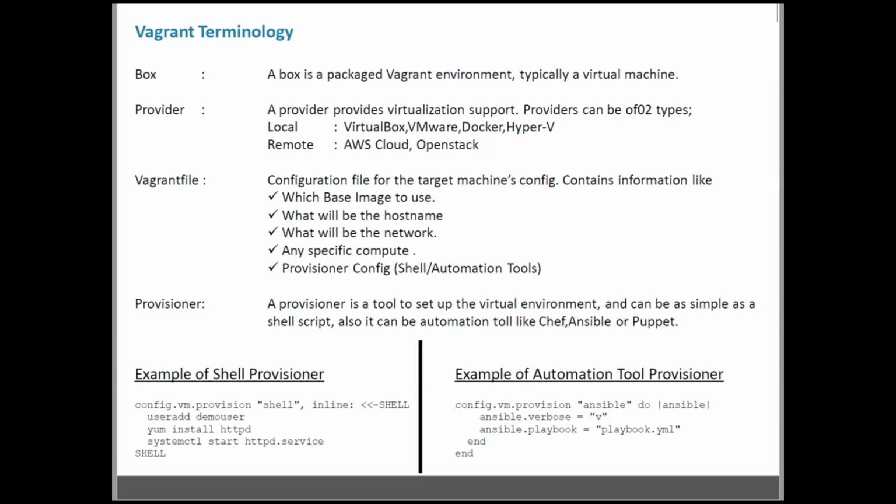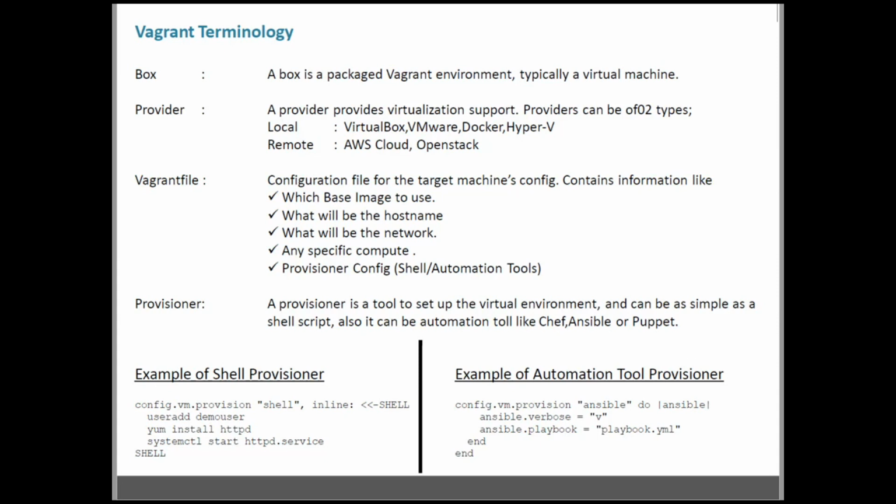Provider, as I mentioned in the last slide, is basically the software which provides virtualization support. There are two types of providers: one is local, one is remote. Local providers are VirtualBox, VMware, Docker, and Hyper-V, which you install on your machine for a locally managed virtualization stack. The other type is remote, which is Amazon Cloud, OpenStack, or Google Cloud. So these are remote providers.